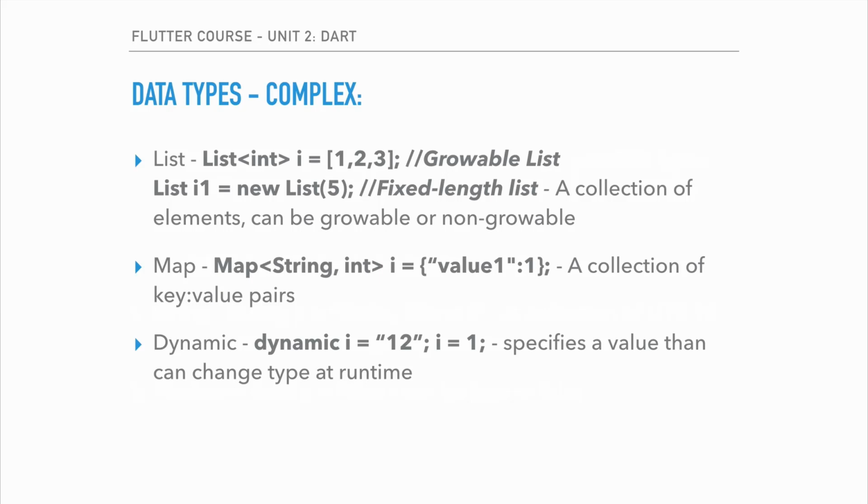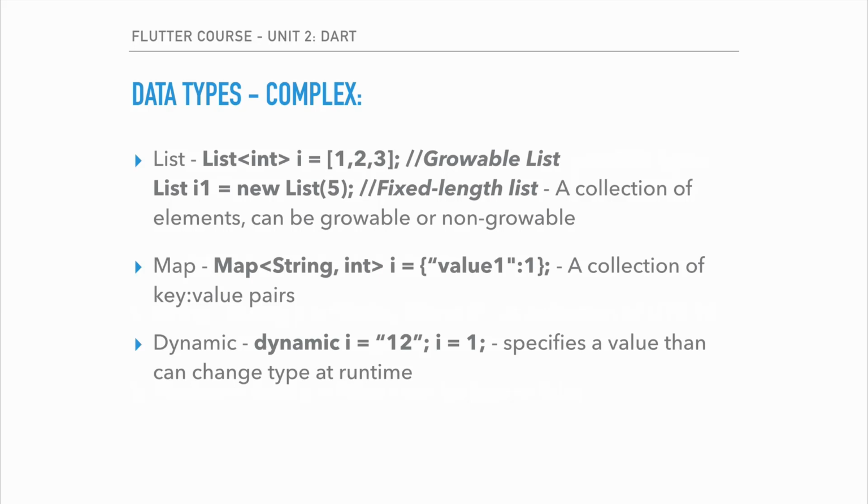Okay. And finally, the final data type that we have in Dart is dynamic. So here we can create a dynamic. So dynamic I equals 12. And you can see here that even though I equals 12, since it's a dynamic, we can actually change this value to I equals 1. And we can actually change its data type. So it specifies a value that can change type at runtime.